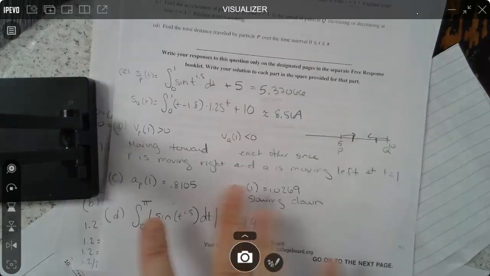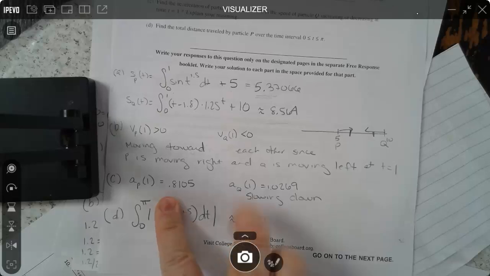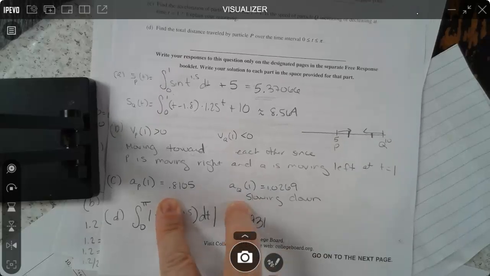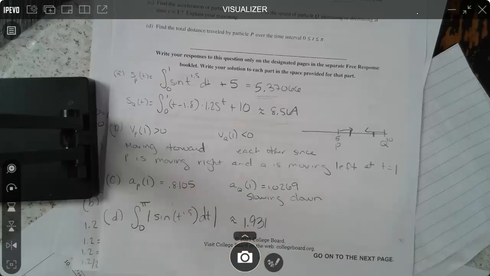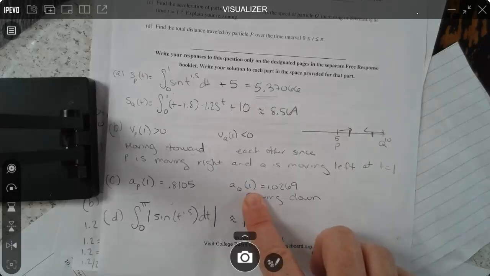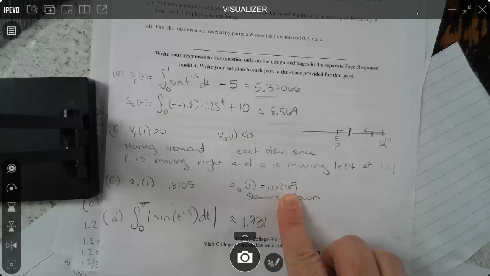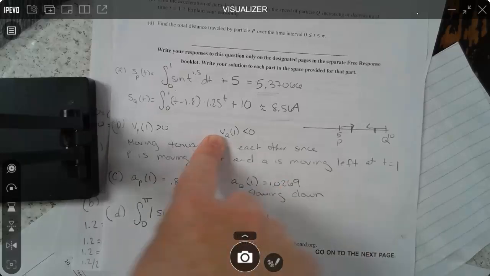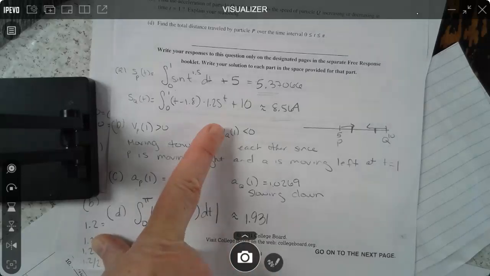All right, part C, I did too much work on part C because I did not read carefully and read that we were only talking about particle Q and not both of them. I found the acceleration of both. I used my calculator because this was a calculator problem. And I found the acceleration at 1, so it was 1.0269. Now, because I had already found velocity of Q, and I knew that it was negative, and acceleration is positive, that means I'm slowing down. I was running out of time here, so I did not give enough of an explanation here. I know I lost a point on that.